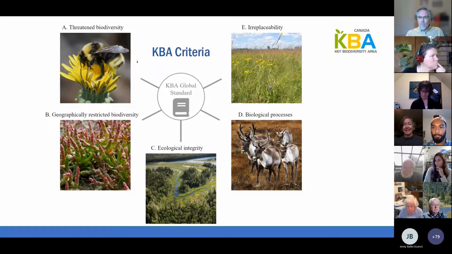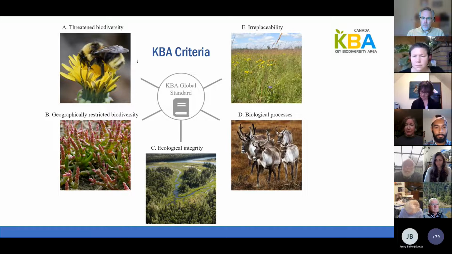We're still investigating that. And then Criterion E is one that we're not really working on too much. It's identifying all the sites using, in a quantitative way, using irreplaceability analyses. And so far, there's no evidence that we'll find additional sites that we're not already capturing with the other criteria, but we'll see as we go and as the methodology for that criterion develops.